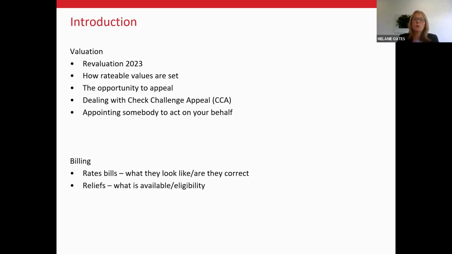Then look at the reliefs, what reliefs might be available to you and the eligibility for those reliefs. Communicating with the council on any billing matters, how you would do that. And also looking at if you're in a position where you have an all-inclusive rent and rate situation, how you might be billed for that and who is responsible for paying the bills and the liability in such a situation.